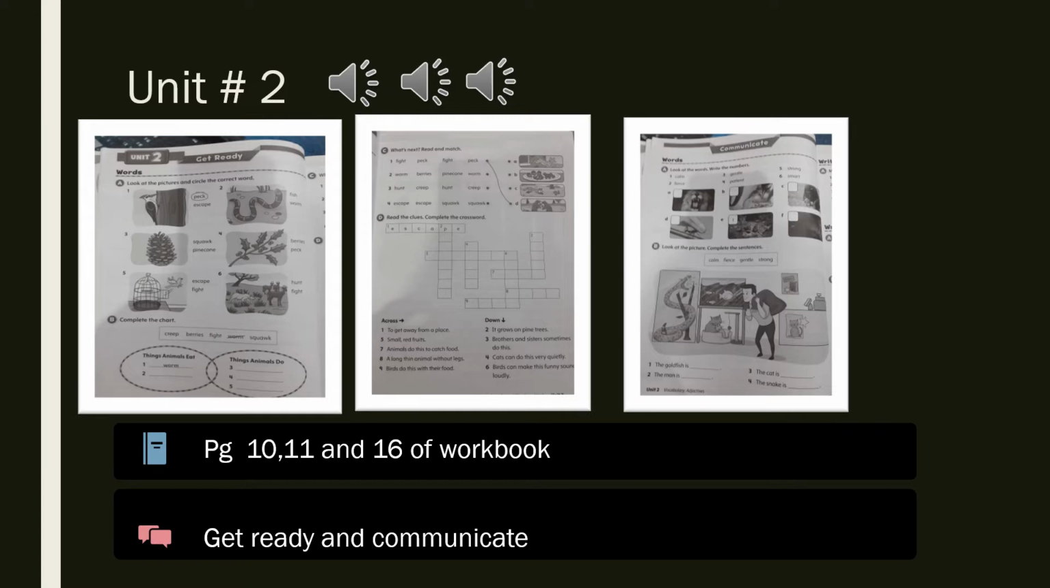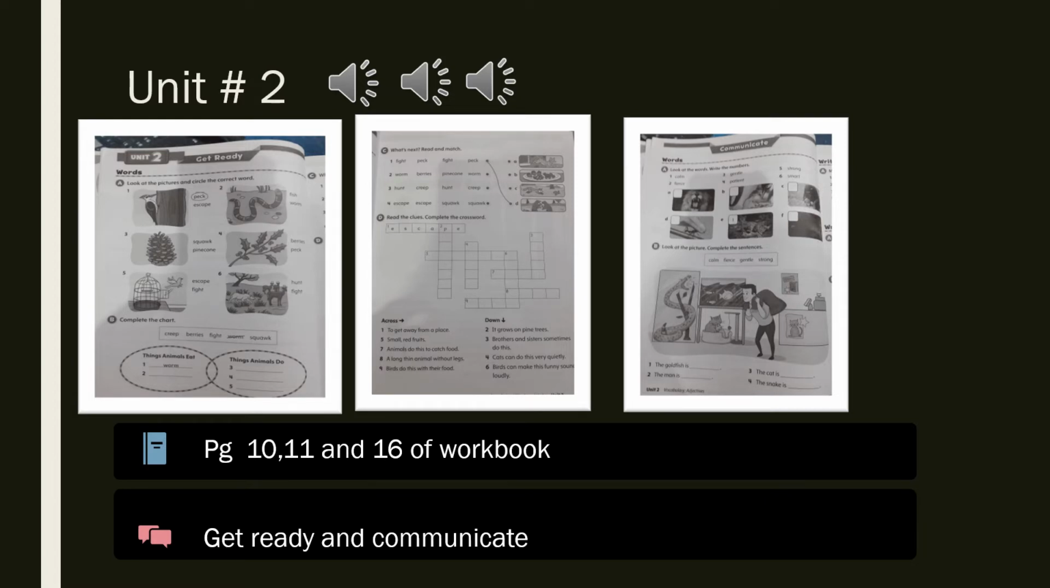Okay students, come to page number 11 of your workbook, that is part D. Read the clues and complete the crossword. As you can see at the bottom of the page, it's given across and down. Some of the words you have to fill in the across position and some in the down position. Number 1, which is already done: to get away from a place. Think of a word. What would be the meaning of this sentence? When you get away from a place, that means you escape. So number 1 is written escape in the across position.